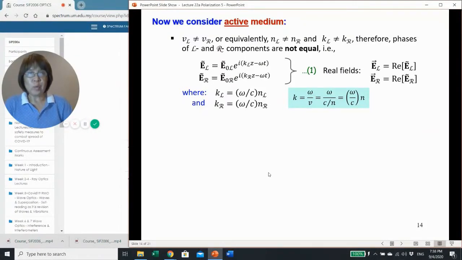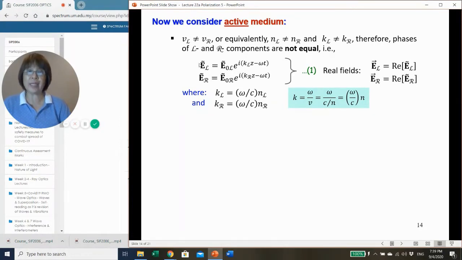Next, we will consider the active medium. In this case, the speed of the left circularly polarized light will not be the same as the right circularly polarized light. It then follows that NL will not be the same as NR and KL not the same as KR. So in other words, the phases of the left and the right components are not equal.